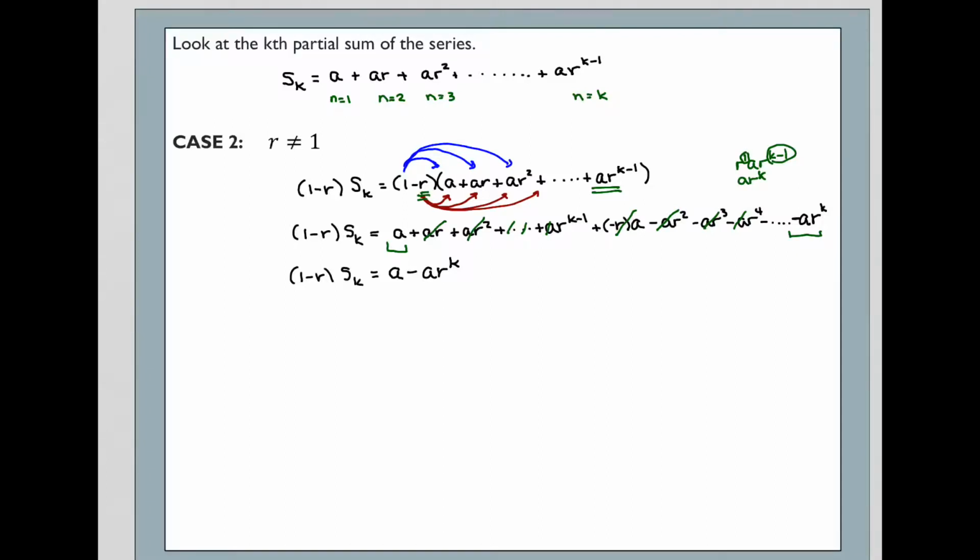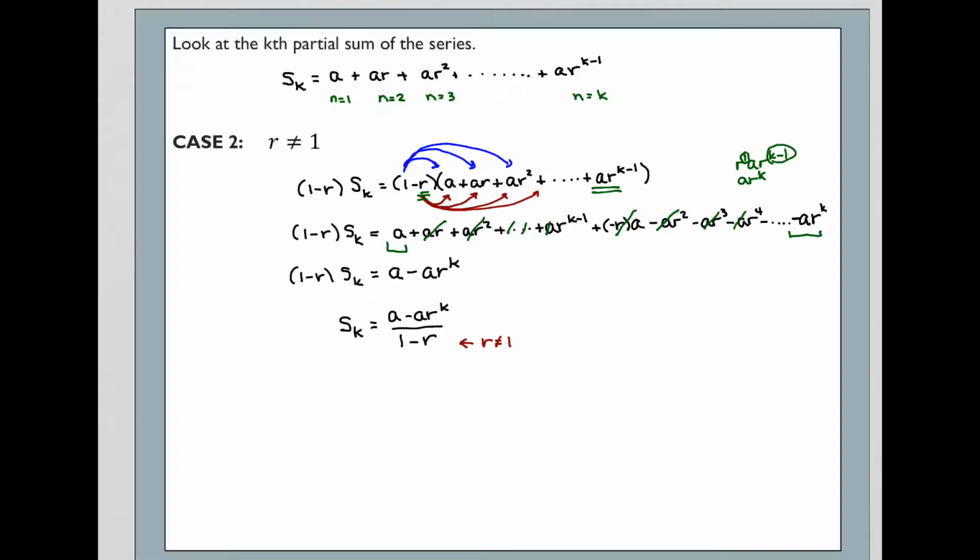So this gives me a really nice expression for the kth partial sum of any geometric series where R is not 1: A minus AR to the K over 1 minus R. Do you see how I just divided both sides of that last equation by 1 minus R? Do you also see why I excluded that case of R equal 1? Because we can't have R being 1 in the denominator, right? So that's why we had to take care of that R equals 1 first for this to work.